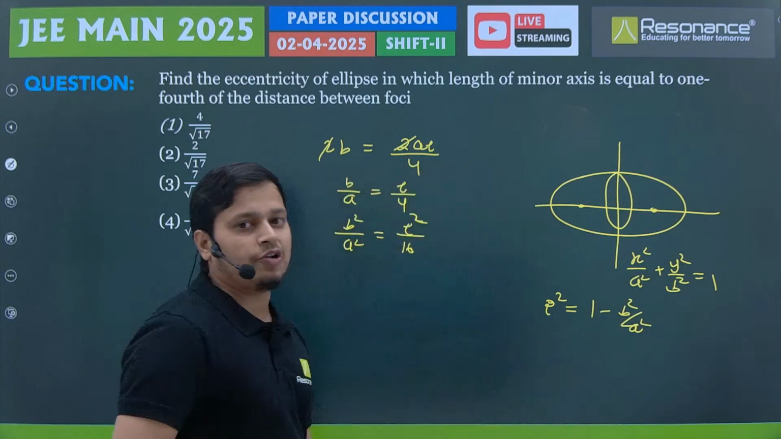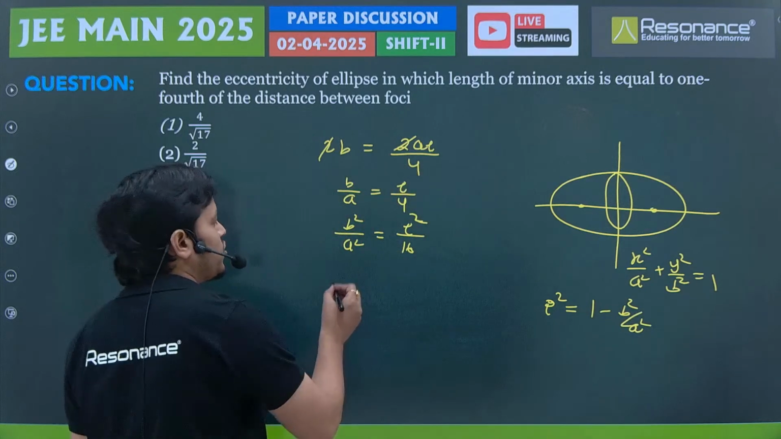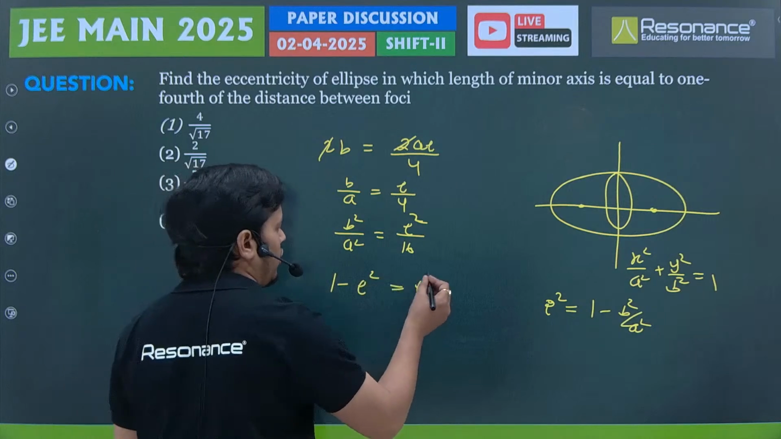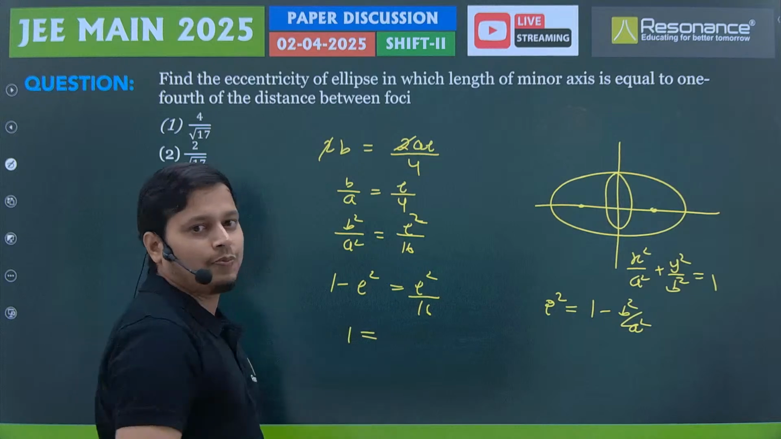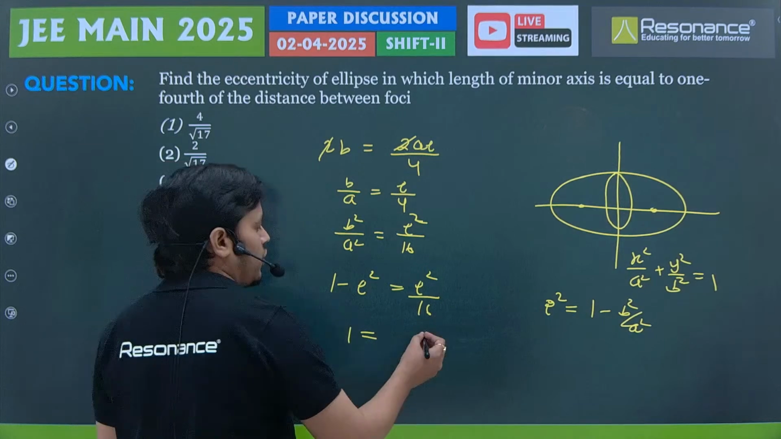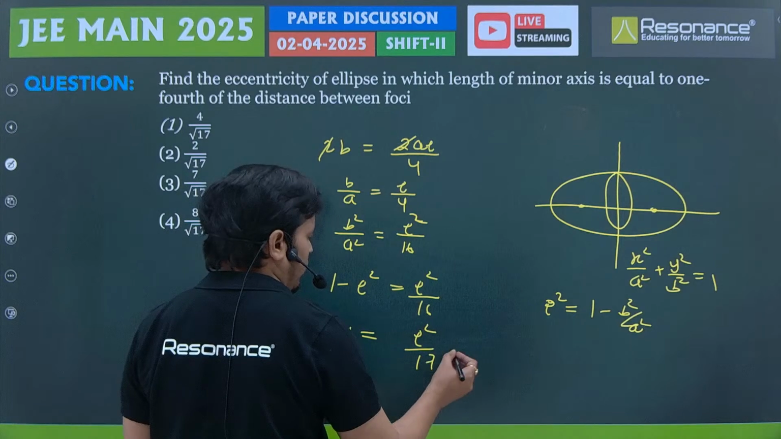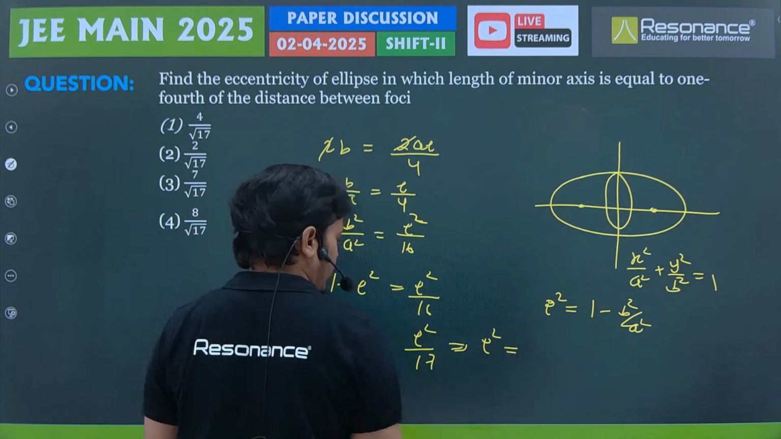So what will be the value of b square by a square? That is 1 minus e square equal to e square by 16. If we write the terms of e square on the right, e square plus e square by 16, that is equal to e square by 17. I hope you got the marks easily here.